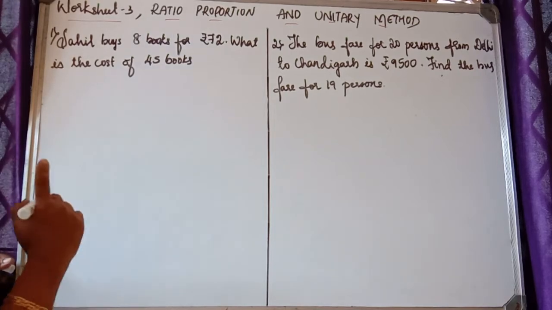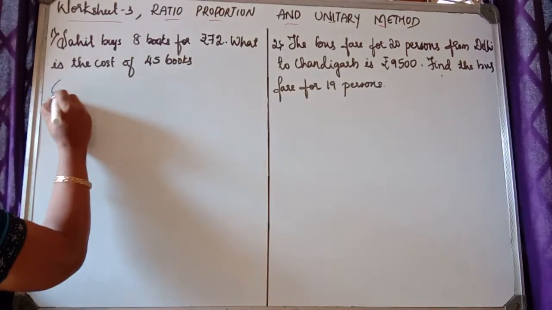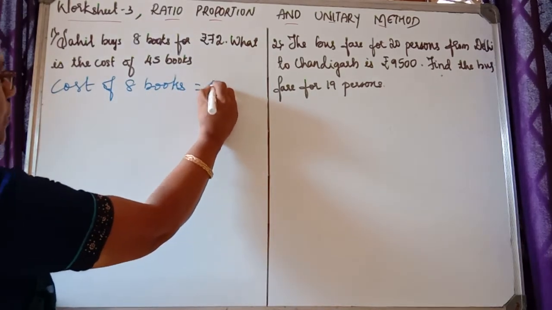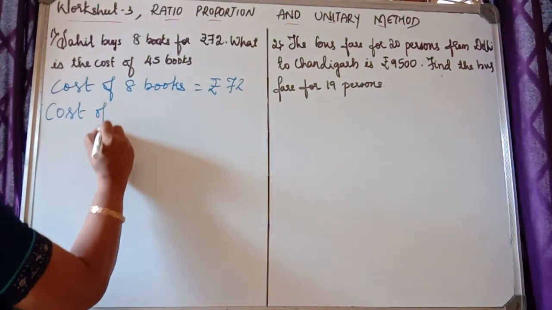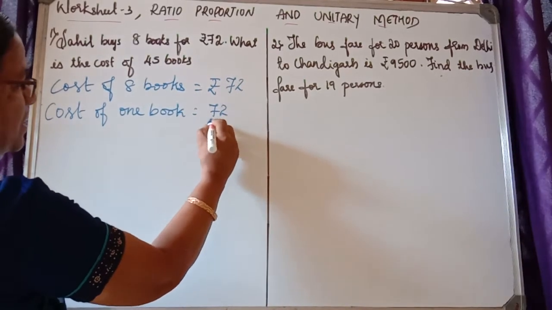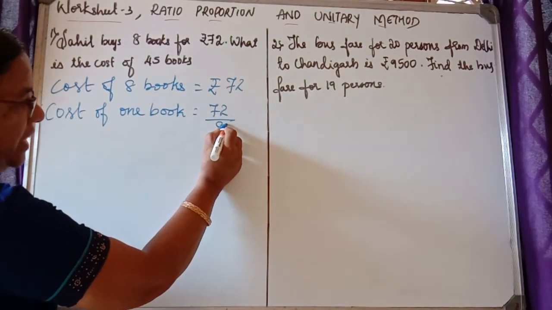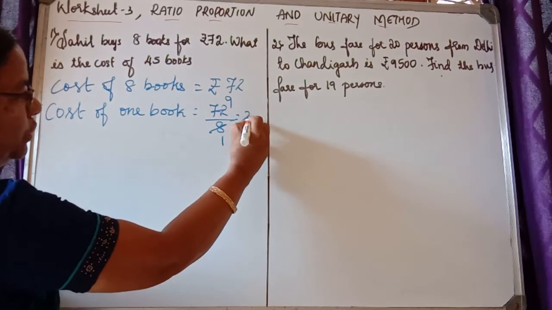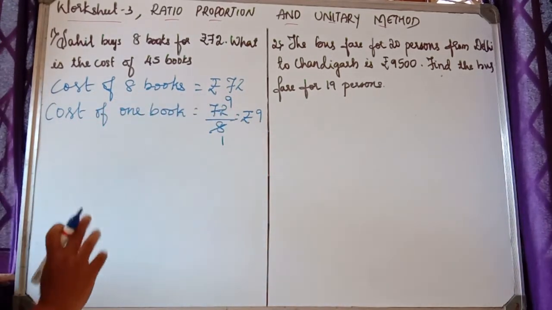In the unitary method, as in the definition I taught, first we have to find the cost of one book. So, the cost of 8 books is equal to rupees 72. Now we have to find the cost of one book. What do we have to do? 72 rupees divided by 8 books. How many 8s are there in 72? 8 ones are 8. 8 9s are 72. What is the cost of one book? 9 rupees.